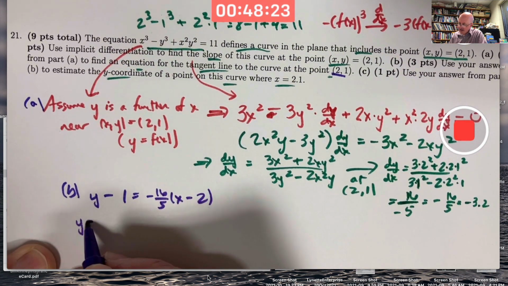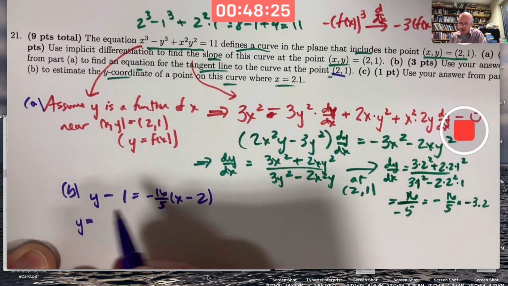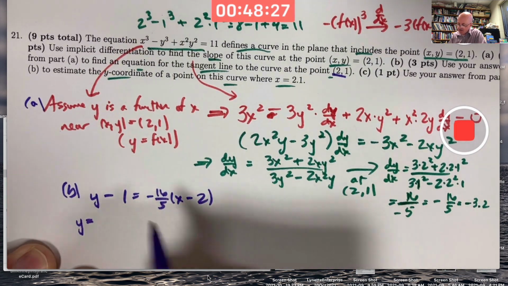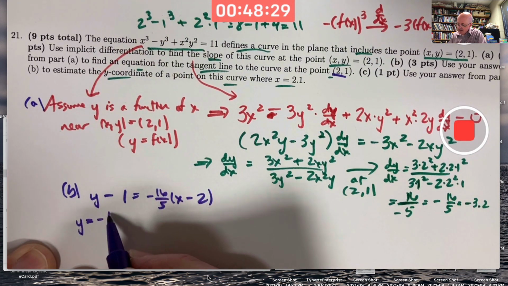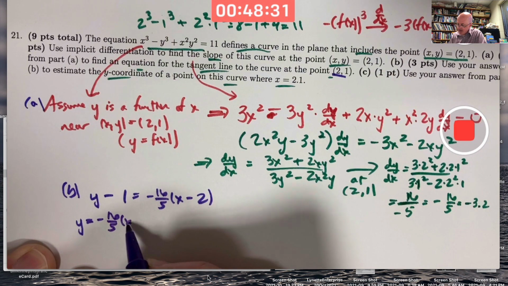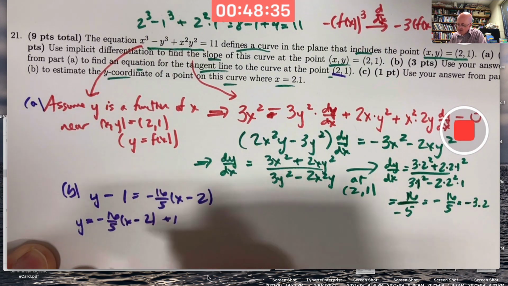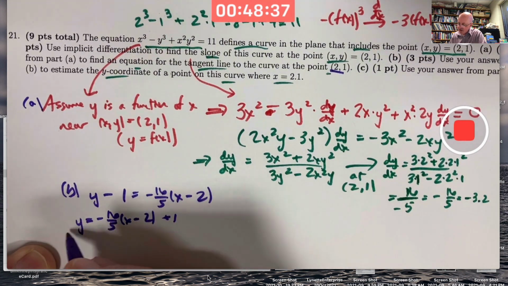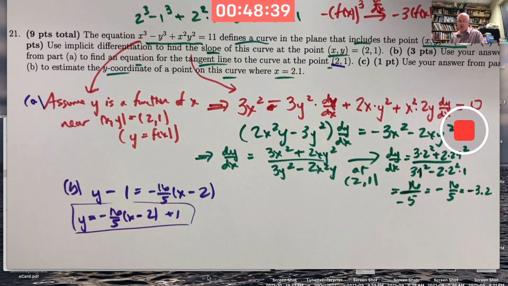You can solve for y as a function of x. I mean, you could have done that right away as well. You don't have to write it this way. Negative 16 fifths times (x minus 2) plus 1. You could certainly distribute the negative 16 fifths through the parentheses, but this is good enough, and this is actually a little bit more ideal for doing Part C.